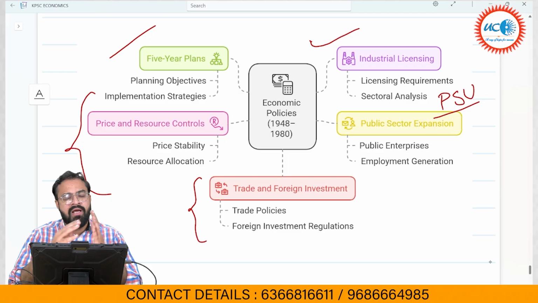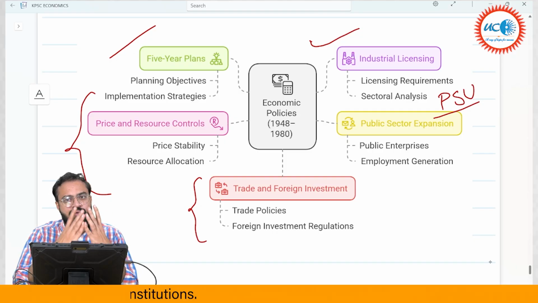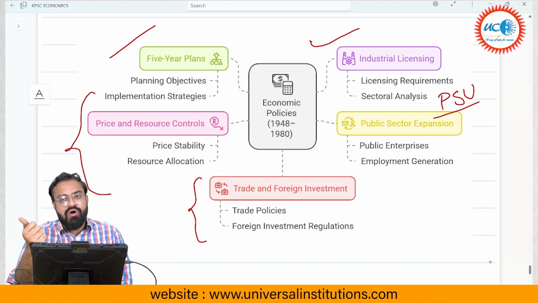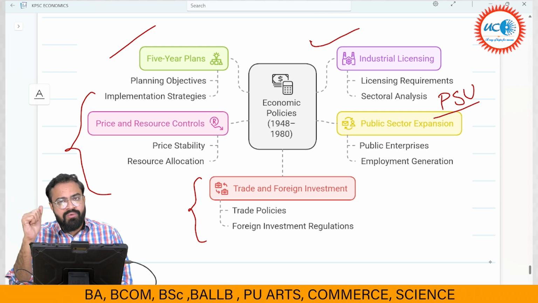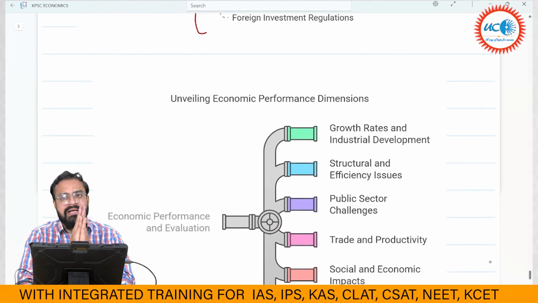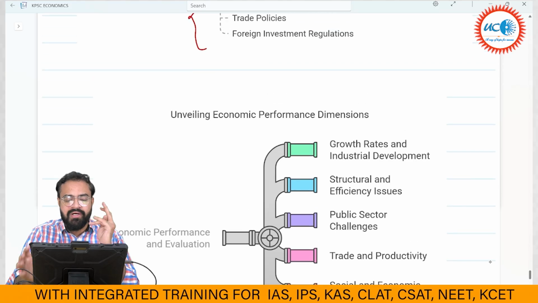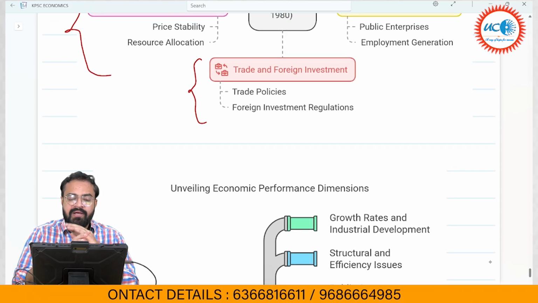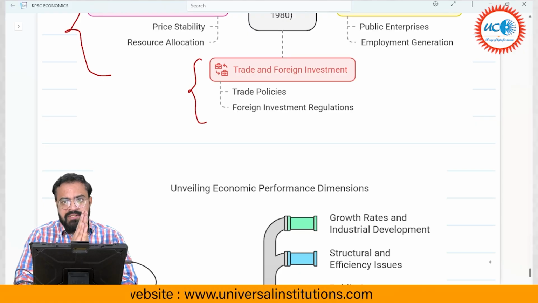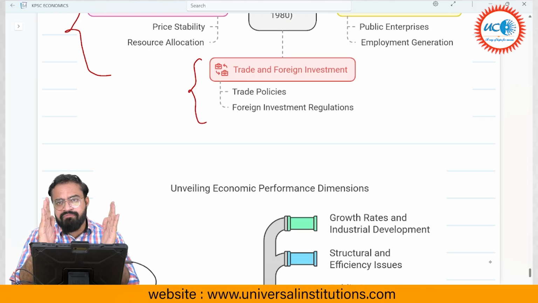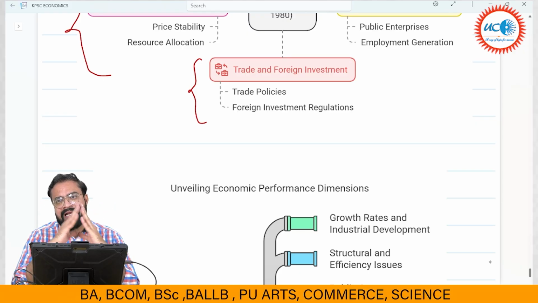That means, as I said, what to produce, how to produce, for whom to produce, and because of the Essential Commodity Act, they started fixing the prices. So these are the 5 important characteristics of this particular phase. If you look at the performance, it is on a positive side. See, from 1900 to 1950, Indian industries were stagnant.